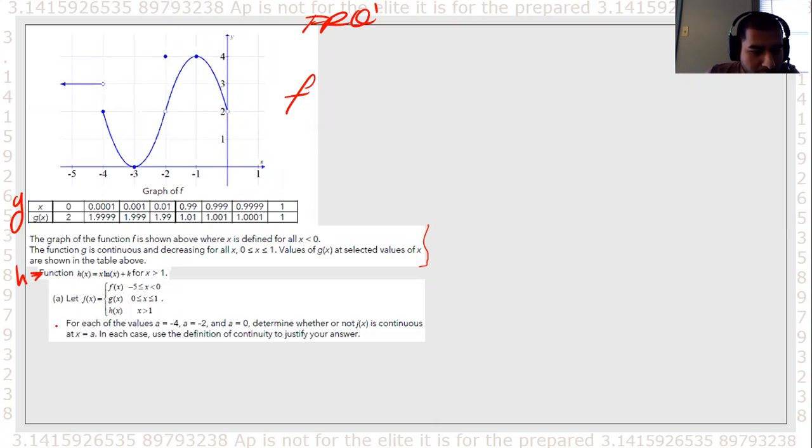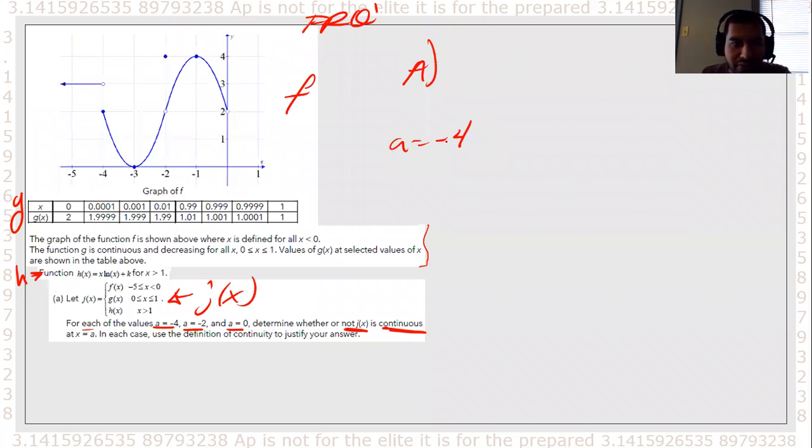So for the first part, they want to find out which of these values is not continuous for g of x. So g of x is this right here, all of this piecewise. So which one is not continuous? Determine if it is or it is not at these given values. So all you have to do for a is substitute these values. A equals -4, and think, which one does -4 go into if we're given this piecewise function?